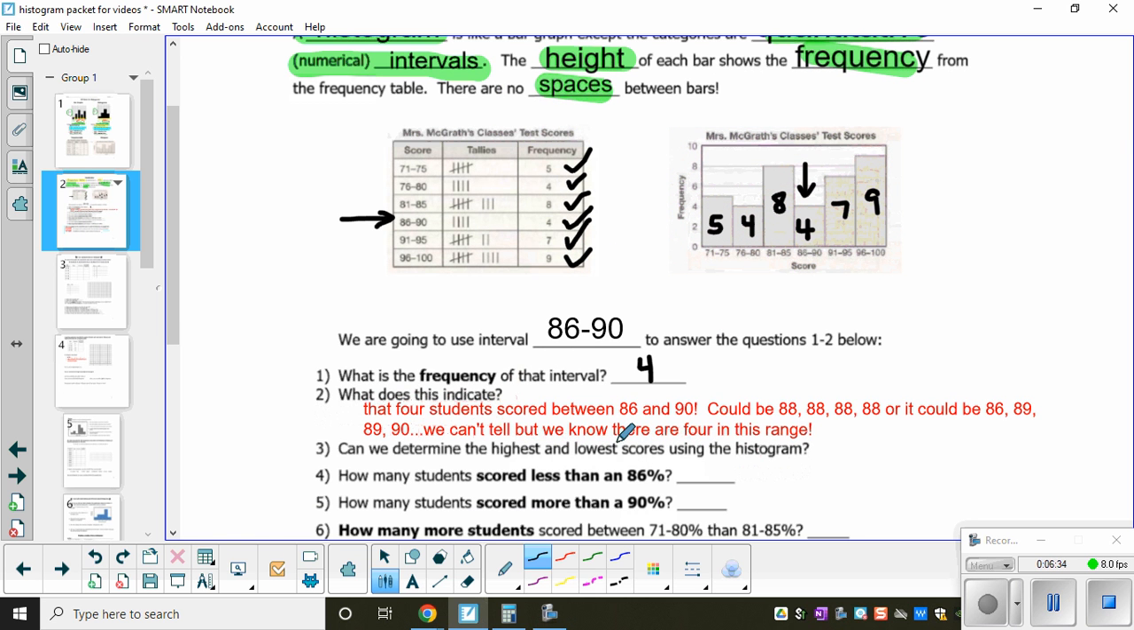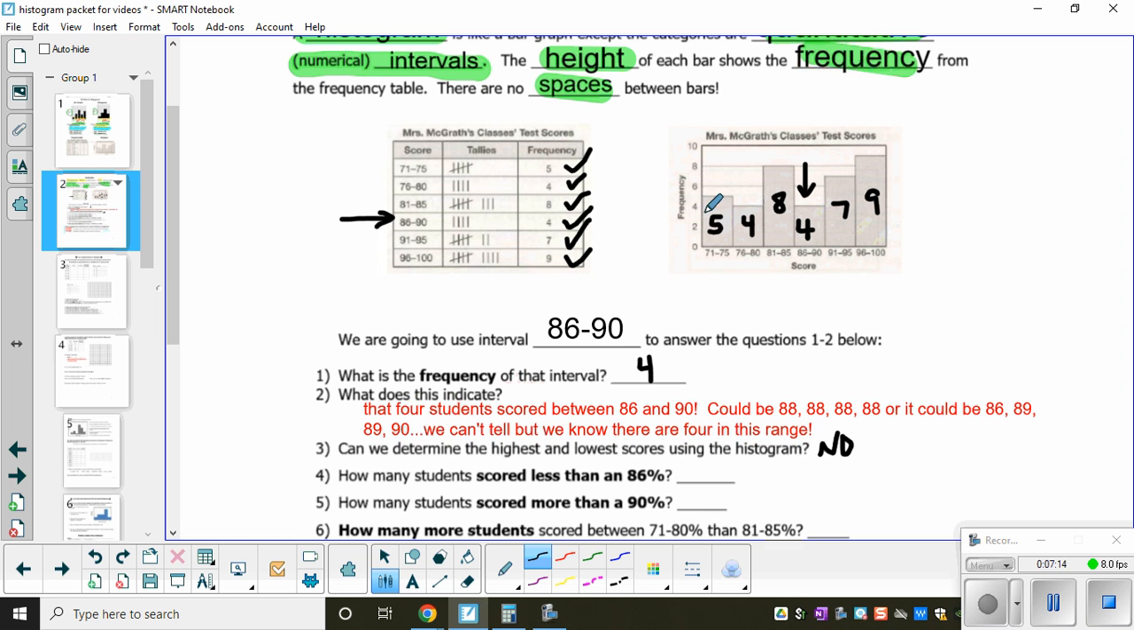Now, can we determine the highest and the lowest scores using the histogram? No, we cannot. Even though there are 9 students who scored between a 96 and 100, we have no way of knowing what the highest score actually was. These intervals are meant to be consistent intervals. So if the first one goes from 71 to 72, 73, 74, 75, the next one is supposed to have the same range, and same here and here and here. So the range going from 96 to 100 doesn't necessarily mean that somebody got 100. It just means that there's 9 students who scored within this range.